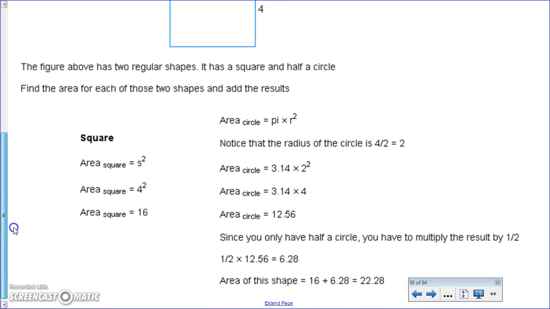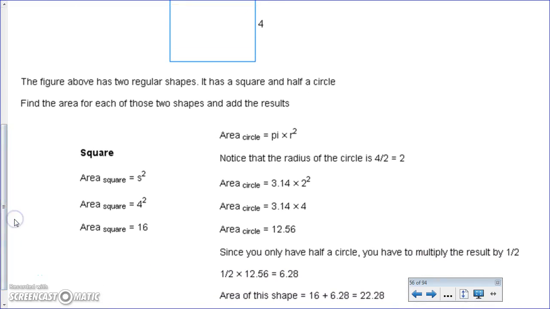So we're going to find the area of each one and add the results. So the first thing on the left here, we have the area of the square. And we know area of the square is side times side. It's the same thing as base times height. So we know it's 4 squared. And so the area of the square is 16 because 4 times 4 is 16.